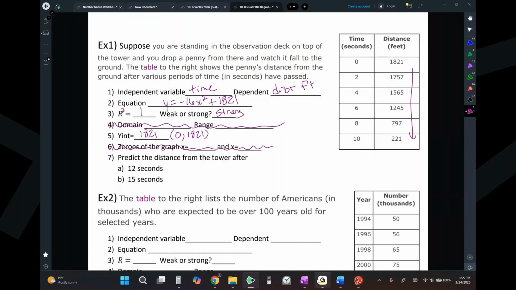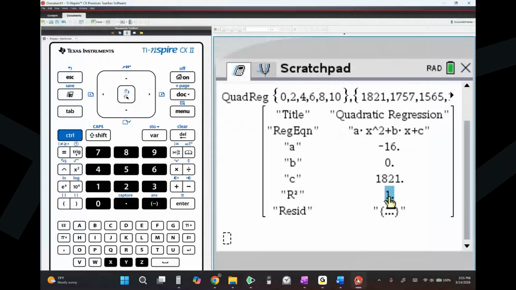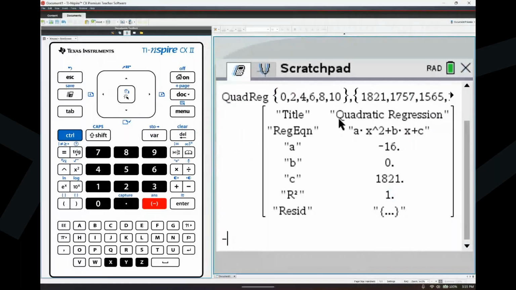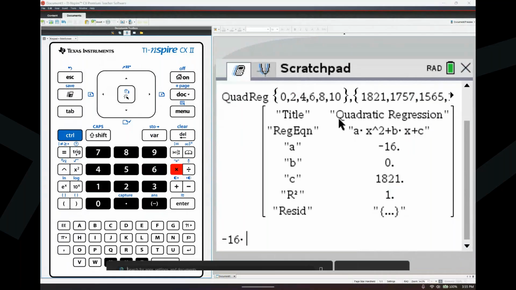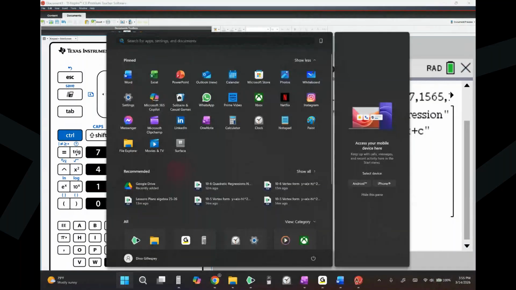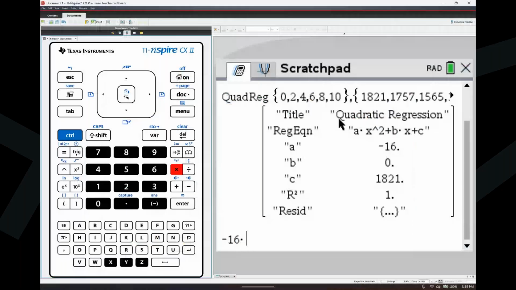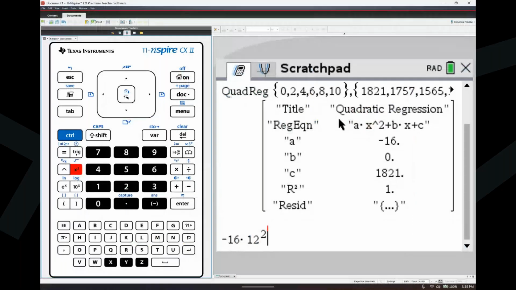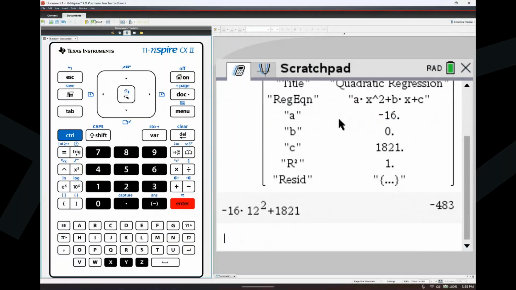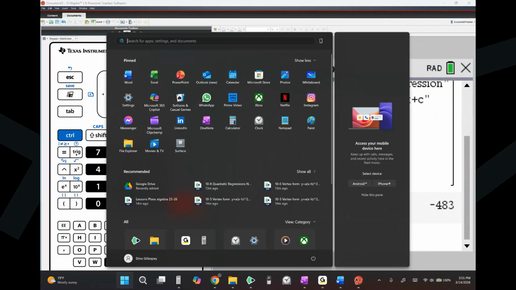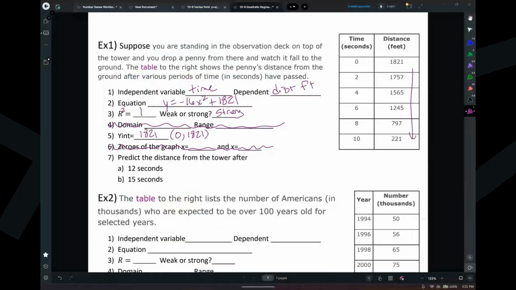So to do those 2 times, you're just going to type them in, right? So you're going to do negative 16 times, remember what we think x is going to be, 12 seconds, right? So we're going to do 12 squared plus 1821, right? What do we get? Okay, this is interesting. After 12 seconds, it's at negative 483 feet. You're like, well, how the heck can that happen, right?